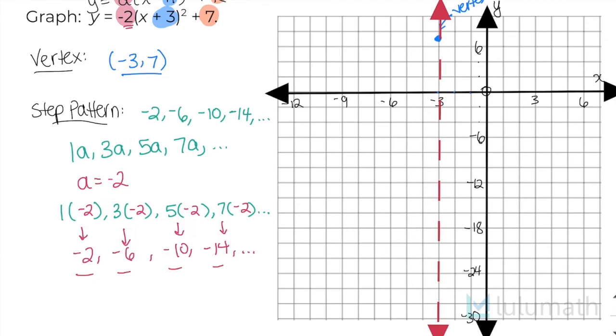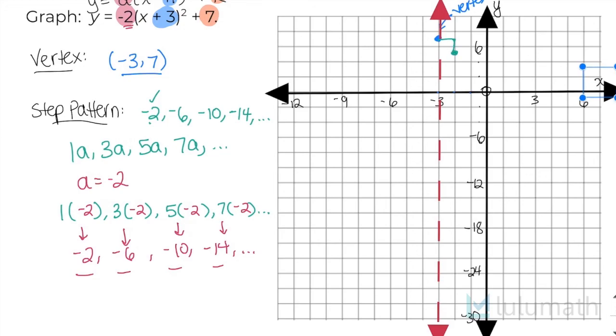So since my step pattern starts with -2 right here, we're going to go to the right or to the left, up to you, by 1, and then down by 2. So I'm going to go to the right by 1 and down by 2. So remember, each box here represents 2 units, so a half a box is 1 unit. So here's 1, here's 2. So this is where I will end up at.